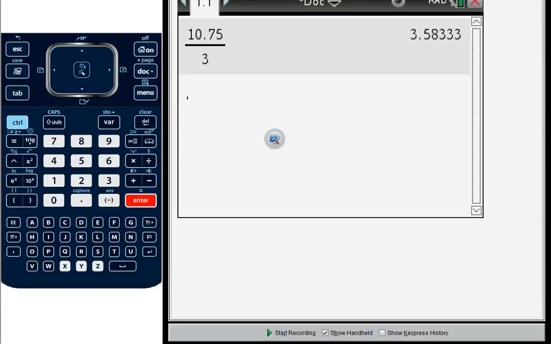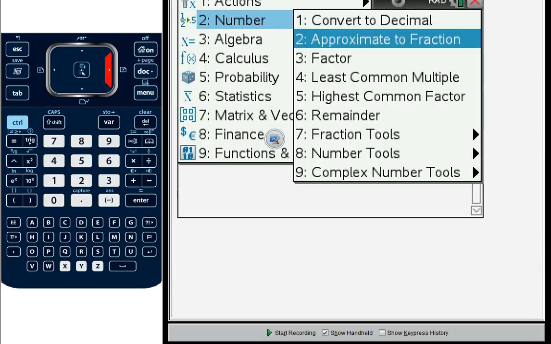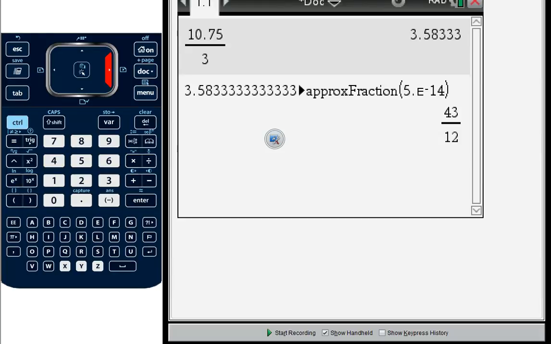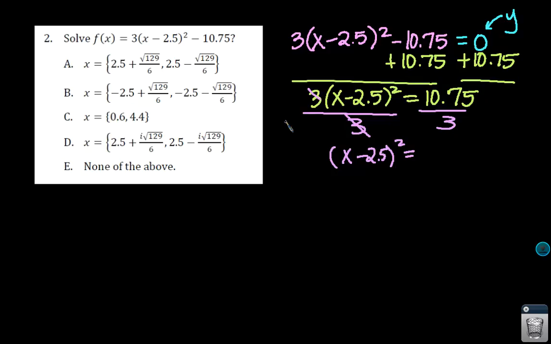If it's a repeating decimal, that means it can be turned into a fraction because it's a rational number. So I'm going to go to Menu, Number, and approximate to fraction. And I hit Enter. So 10.75 thirds equals 43 twelfths. And just to verify, I'm actually going to type in 10.75 thirds equals 43 twelfths and see if that's true. Yes, it is. Okay, so I'm going to use 43 twelfths instead of the other number.